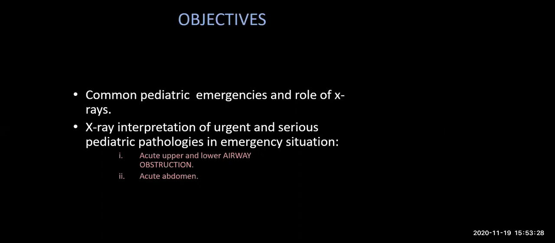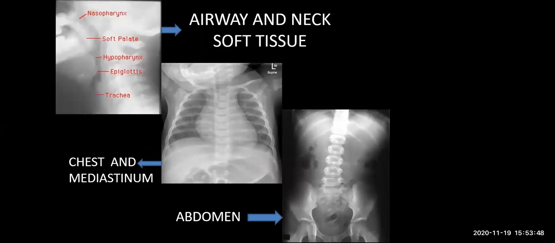My topic today will mainly highlight acute upper and lower airway obstruction, which is a very common entity in the pediatric age group. And briefly, I will come through acute abdomen and the pitfalls of diagnosing acute abdomen in emergency pediatric imaging. This is to highlight our area of interest today. We'll start with the airway and neck soft tissue, then I'll move to chest and mediastinum, and finally I'll talk about the abdomen.